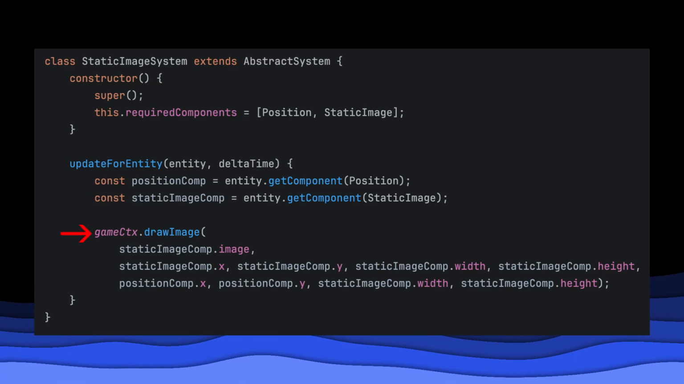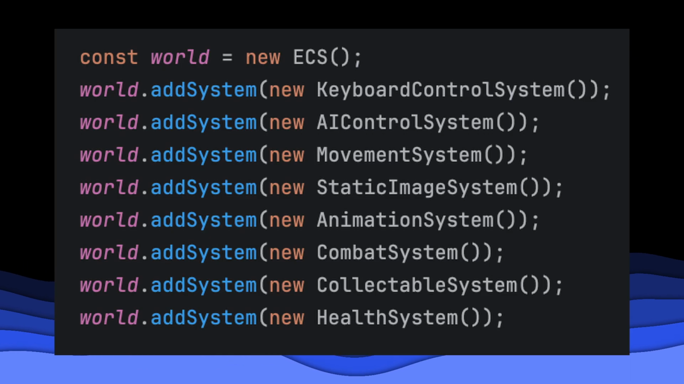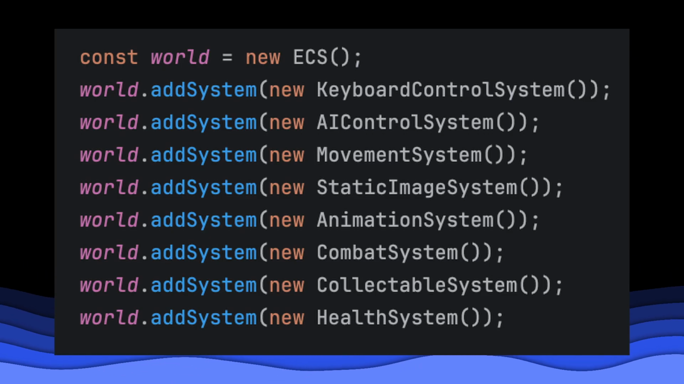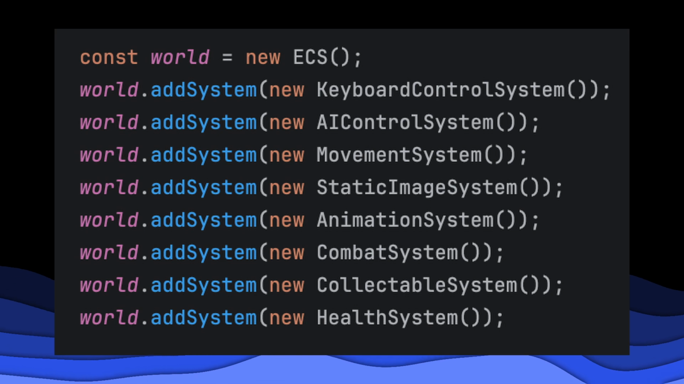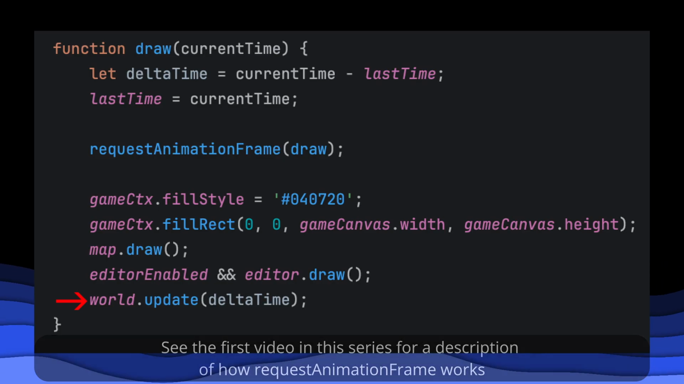In the game.js file, we create a new ECS called world and add all the systems to it, being careful to consider the order we want the systems to run in. And then, inside of our request animation frame callback, we call world.update, which will update the ECS once per frame.